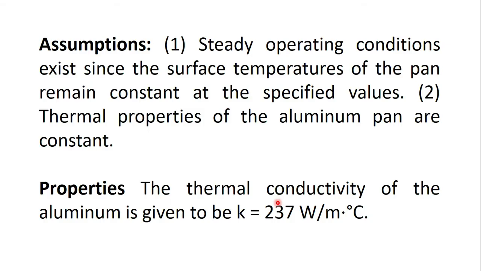Before going into the details of the solution of this problem, let us first of all take some assumptions. The first assumption is that steady operating conditions exist, since the surface temperatures of the pan remain constant at the specified values, and the thermal properties of the aluminium pan are constant. The thermal conductivity of the aluminium pan is represented by K, and it is given in the question statement, that is 237 watt per meter per degree centigrade.